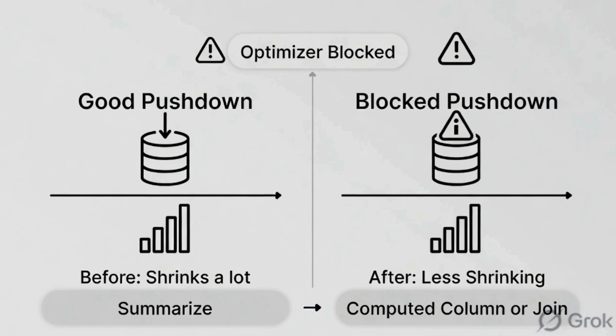Fast, efficient, perfect. Now swing to the right. Blocked pushdown. The filter is after a computed column or join. Look at the warning icon. Optimizer blocked. The filter can't move earlier, so data stays large through the costly steps. Less shrinking, more work. Performance takes a hit. The key takeaway: write filters early and avoid complex expressions or joins before them. That lets the optimizer push predicates down hard and keep queries blazing fast on big data.